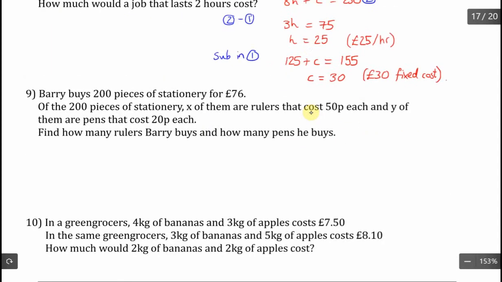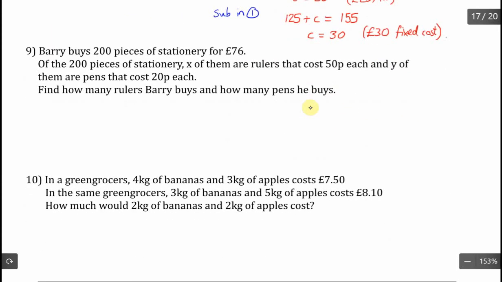Okay, and number 9. Barry buys 200 pieces of stationery for £76. Of the 200 pieces of stationery, X of them are rulers that cost 50p each, and Y of them are pens that cost 20p each. Okay, now these are definitely the ones that people find the hardest, because it's not immediately obvious from that first statement how to make an equation out of these, but they have gone a step further and given us that we should call one of them X and one of them Y, so that's something at least.